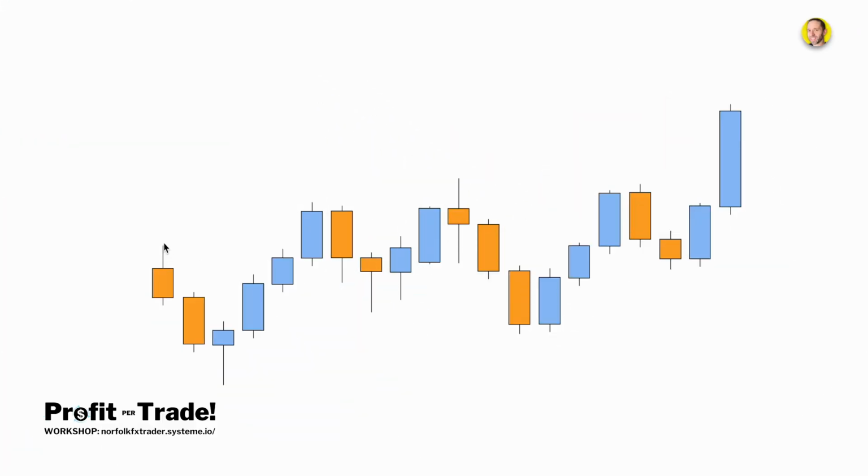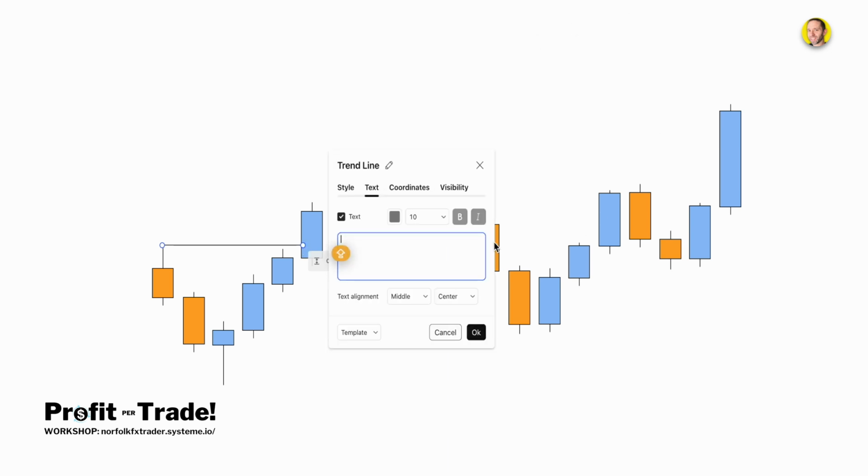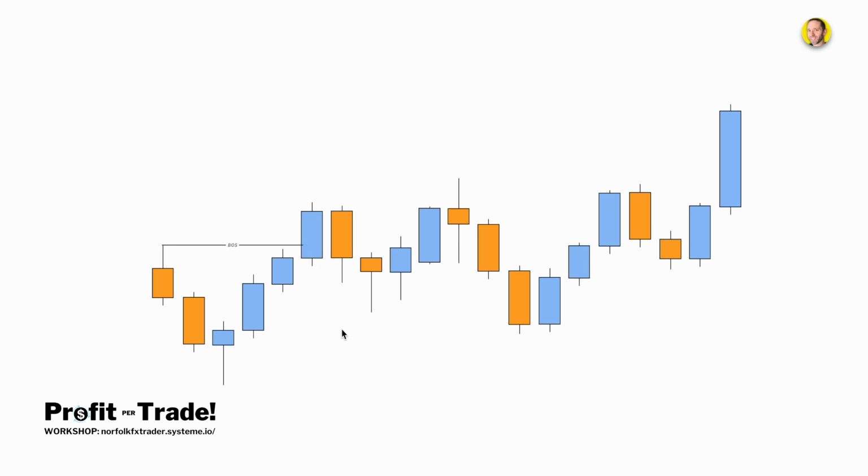This is a valid break of structure. Why is this a valid break of structure? Hopefully you've been following along. If you have, just drop that comment down and tell me why it's a valid break of structure. So hopefully you've done that.